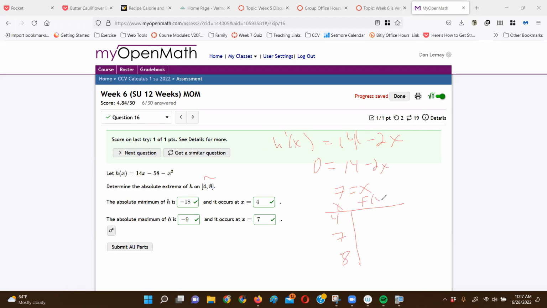X, f of x. Remember, going back to the original function, so it's going to be 14 times 4 minus 4 squared. I'm only doing this because I don't want you to go back to the derivative. That's a mistake people make. That's a mistake I've made sometimes. When I do that, I came up with -18. I did the same thing for 7, came up with -9. I did the same thing for 8, came up with -10. So minimum's happening at 4, maximum's happening at 7.